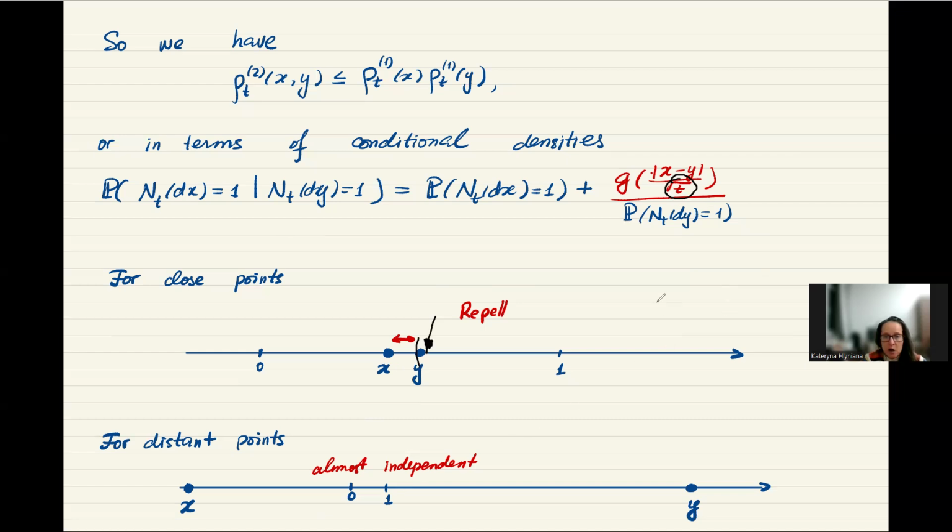But for fixed time t, what we can say also about distant points? To compare, I draw an interval 0, 1 to show that for close points we have the repelling property, but for distant points, if X and Y are quite far away, then G is almost zero, and finding a point here or here on large distances is almost independent. So this is how one can analyze properties of such systems, knowing the formula of the endpoint densities, and you see you can say a lot just by analyzing the 2-point densities and 1-point densities.